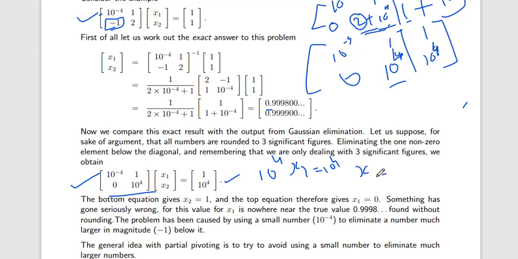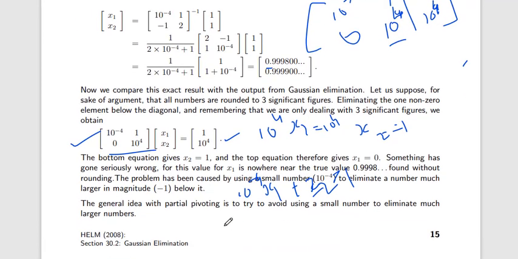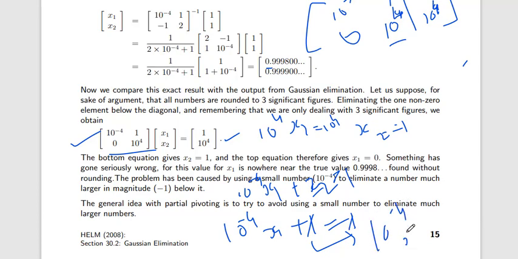So we will get the answer as x2 is equal to 1. Now we will put it in the first equation. What is the first equation? 10 raised to minus 4 x1 plus x2 is equal to 1. Now here x2 is equal to 1, sorry, only 1. So 10 raised to minus 4 x1 plus 1 is equal to 1. Okay, so now here 1 and 1 cancel, so 10 raised to minus 4 x1 is equal to 0.